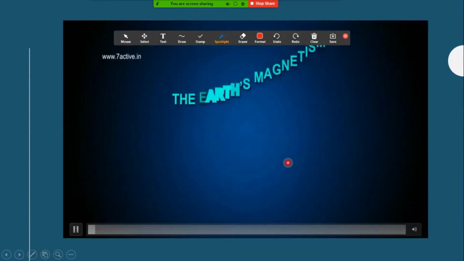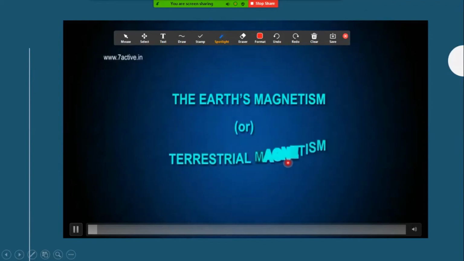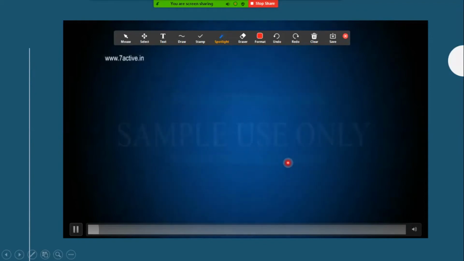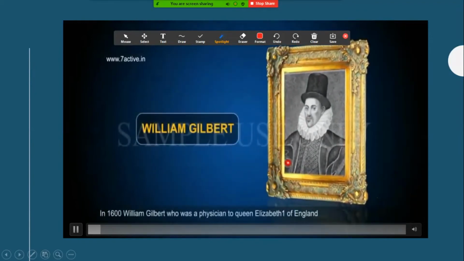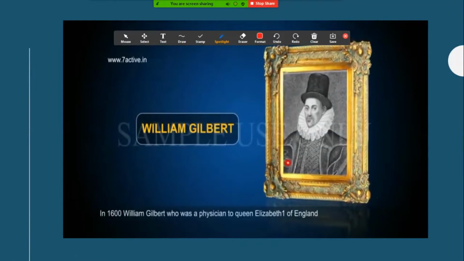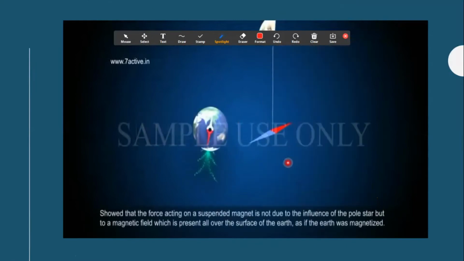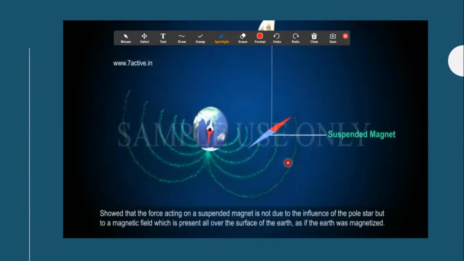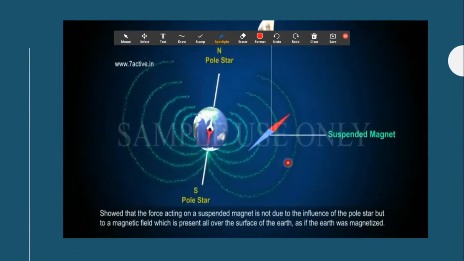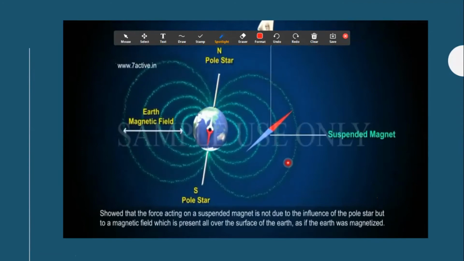The Earth's magnetism, or terrestrial magnetism. In 1600, William Gilbert, who was a physician to Queen Elizabeth I of England, showed that the force acting on a suspended magnet is not due to the influence of the pole star, but to a magnetic field which is present all over the surface of the Earth, as if the Earth was magnetized.